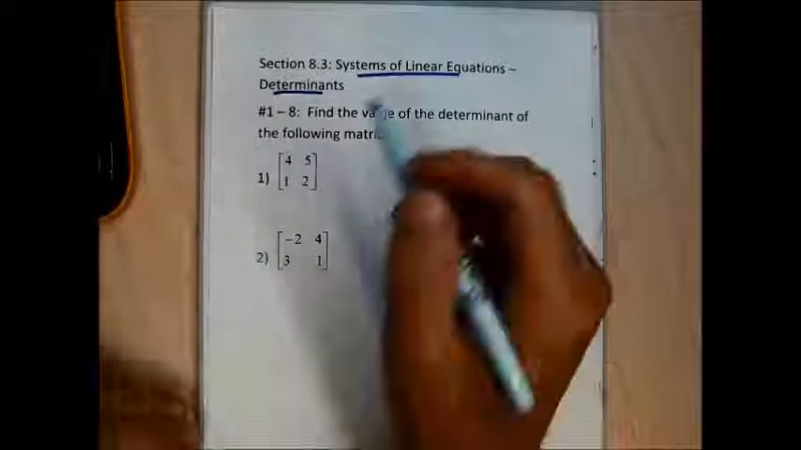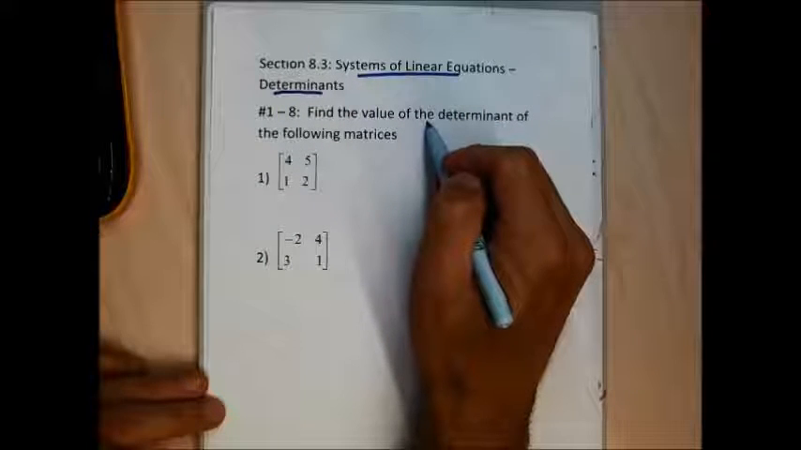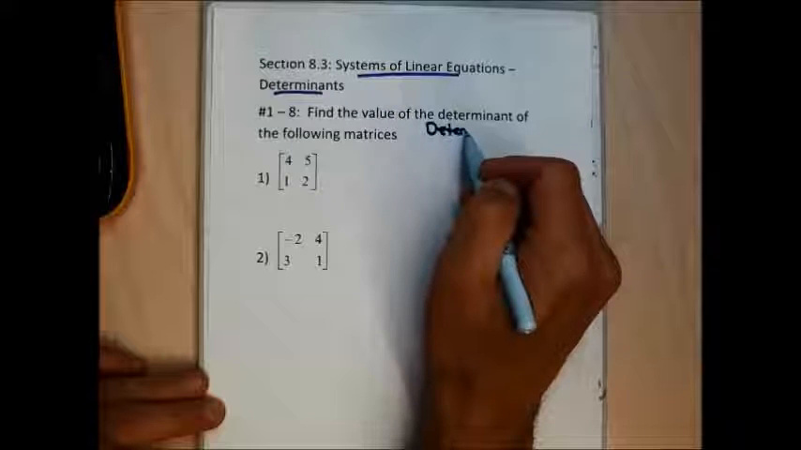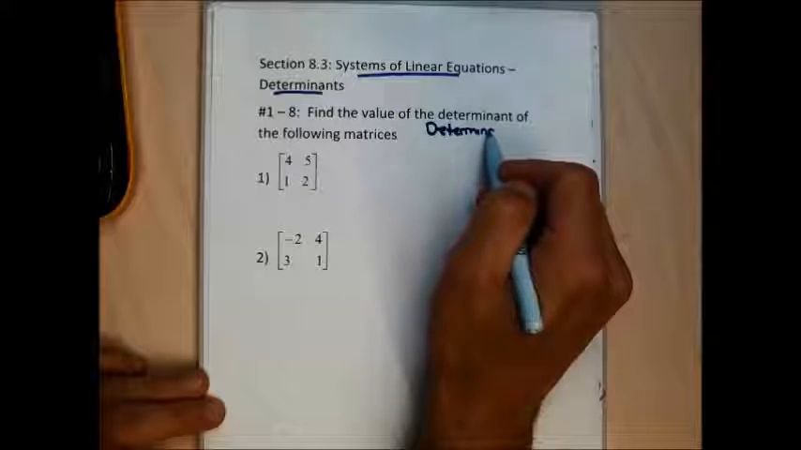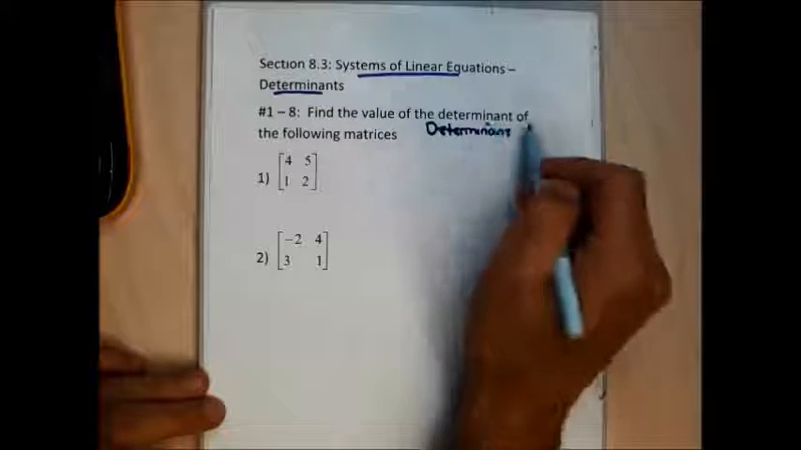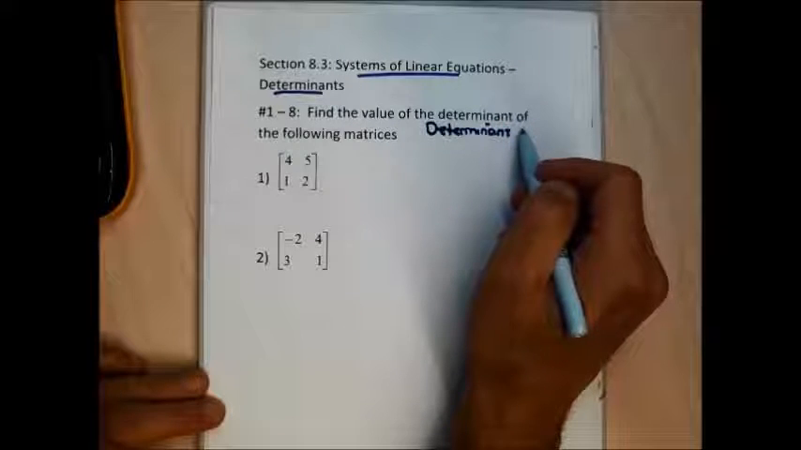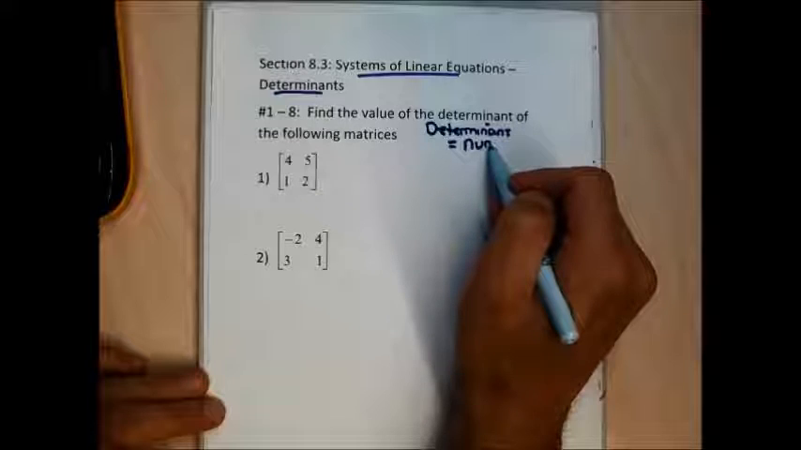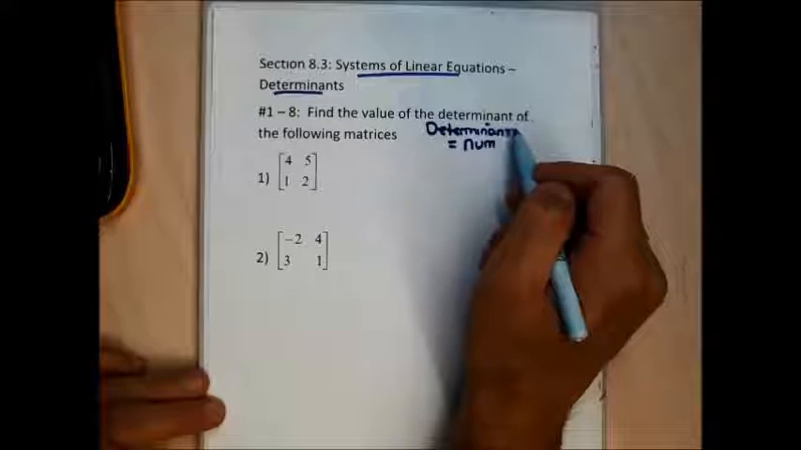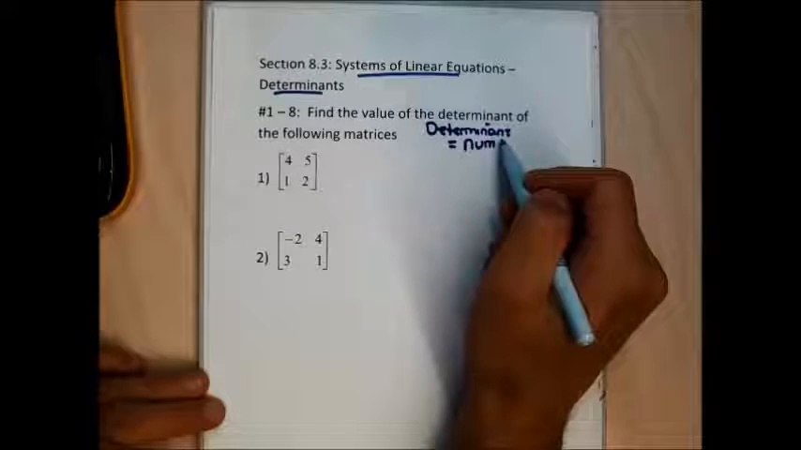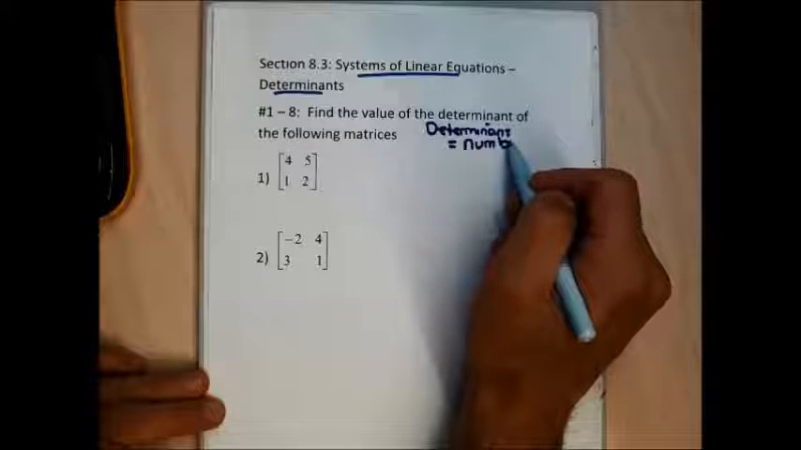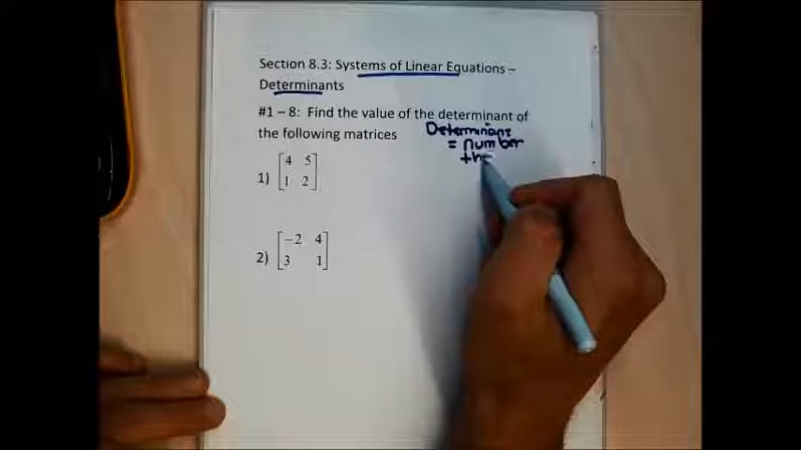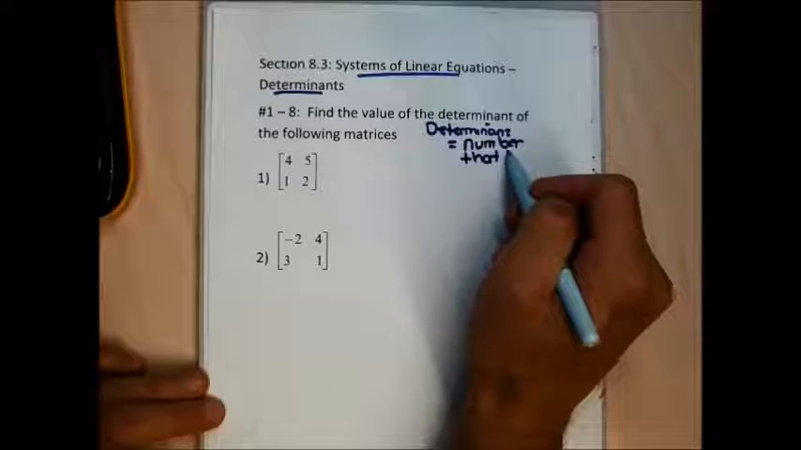A determinant is really just a number that's associated with a matrix. If we create a determinant from a system of equations, we can use the determinant, it's just a number, and we can use this number to solve a system of equations.